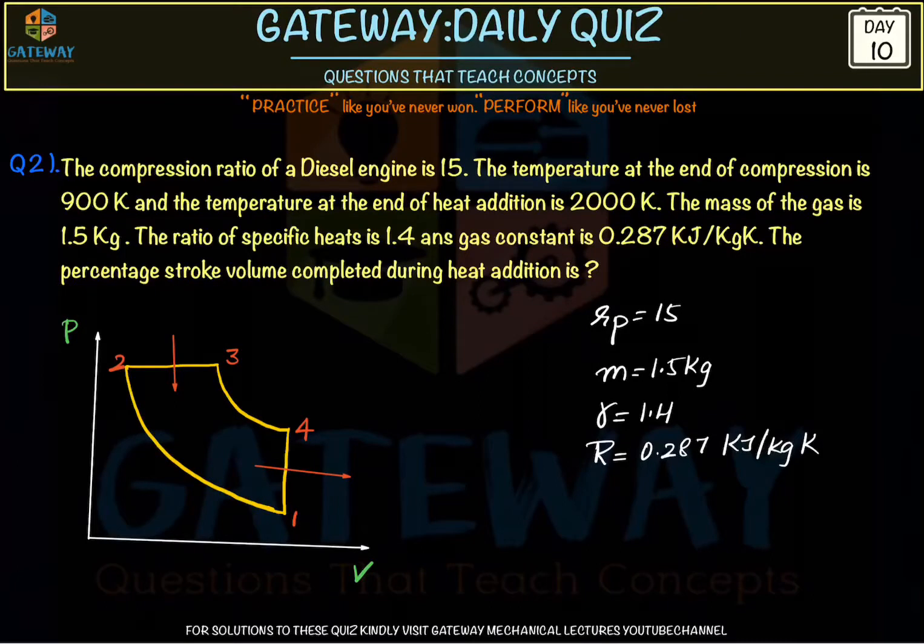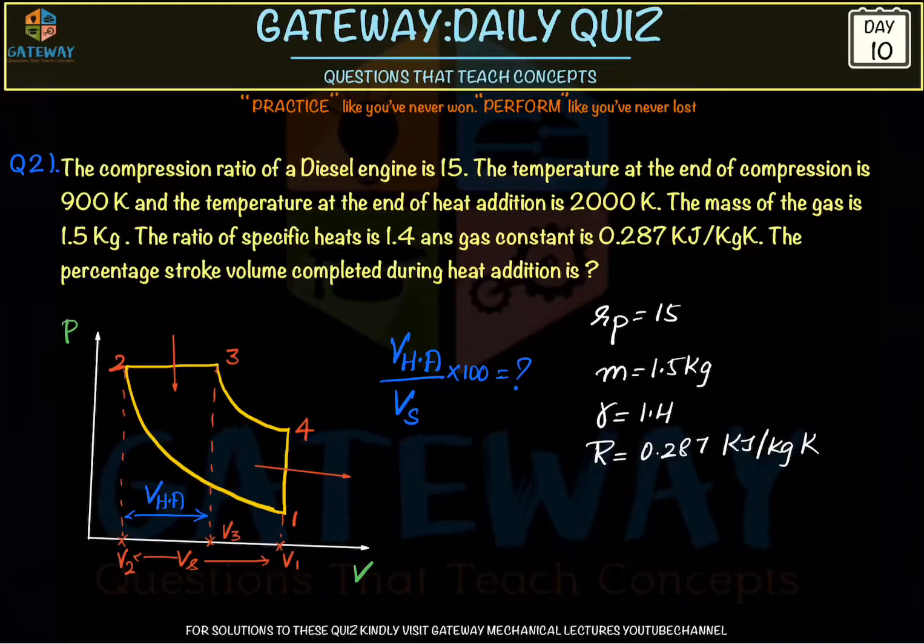Here they were asked the percentage of stroke volume completed during the heat addition. First of all, what is the stroke volume here? This is V1 and this is V2, and this is our total stroke volume or the swept volume, and this is V3. In the question we were asked to calculate this value is what percent of this. So we will call it V heat addition. We were asked what is the percentage of V heat addition out of the total swept volume.